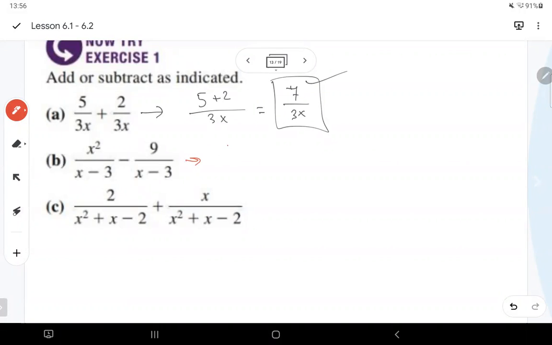So that kind of brings us to part B, where we have to realize again we have the same denominator, so we'll bring the tops together. But what you have to realize here is that this is a difference of squares.